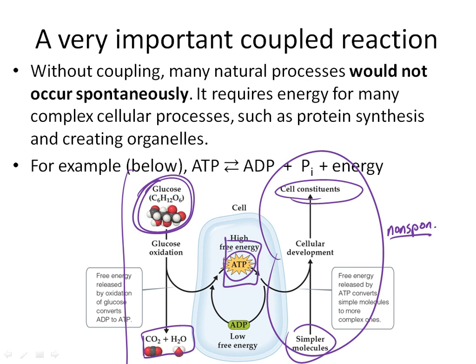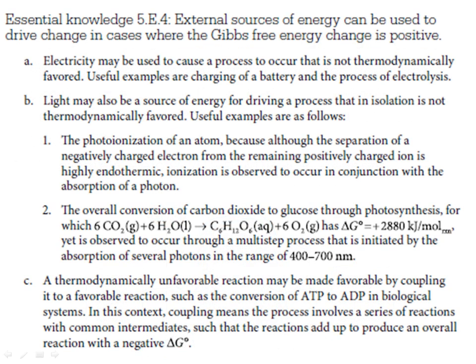Another very similar example to this, and don't let this next slide overwhelm you, comes straight from the College Board and what they want you to know. External sources of energy can be used to drive change in cases where the Gibbs free energy is positive. This first one we're going to learn about in the next chapter. We can use electricity to make a non-spontaneous process spontaneous. A good example of that is recharging a battery. Batteries discharge spontaneously on their own, but if we want to recharge them, we've got to get the ball to roll back up the hill, and that requires energy.